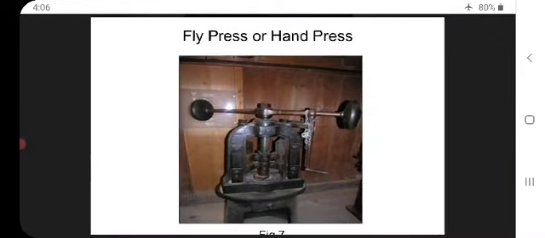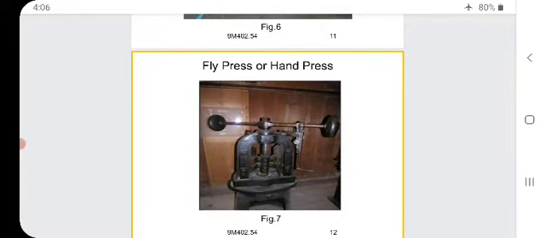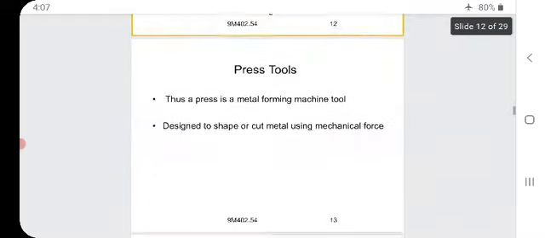A fly press or a hand press. This figure illustrates the fly press and the hand press. Thus, a press is a metal forming machine tool. What is a press? A press is a metal forming machine tool, designed to shape or cut metal using a mechanical force.